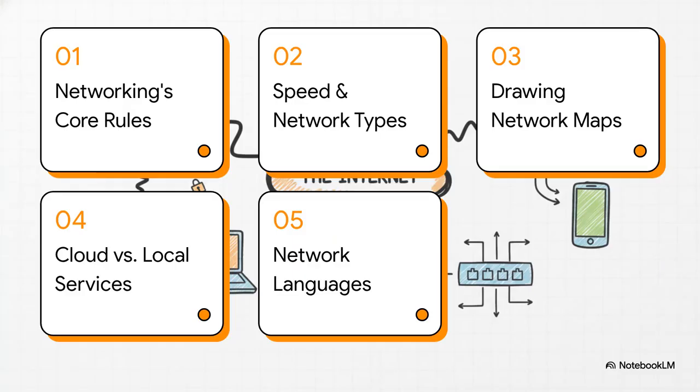Okay, so here's our game plan for today. We're going to start with the absolute basics, the rules that let computers talk to each other. Then we'll get into speed and the different sizes of networks. After that, we'll look at how to draw network maps, figure out where our data actually lives, and finally, learn the common languages that networks use.